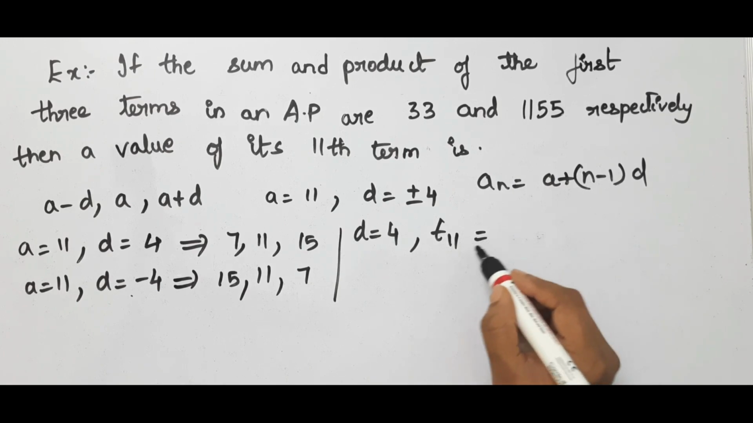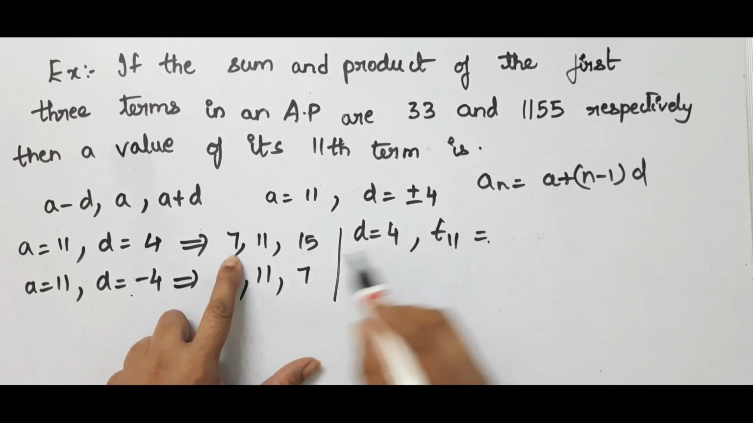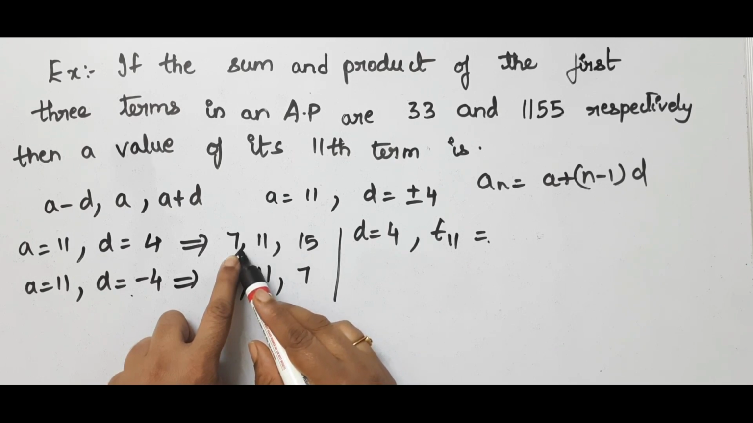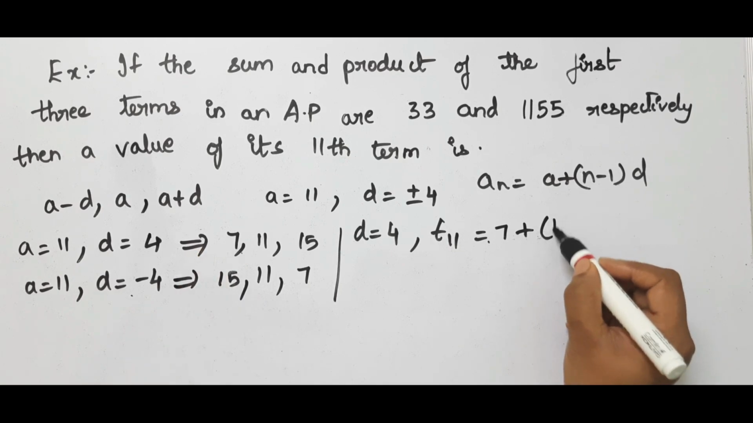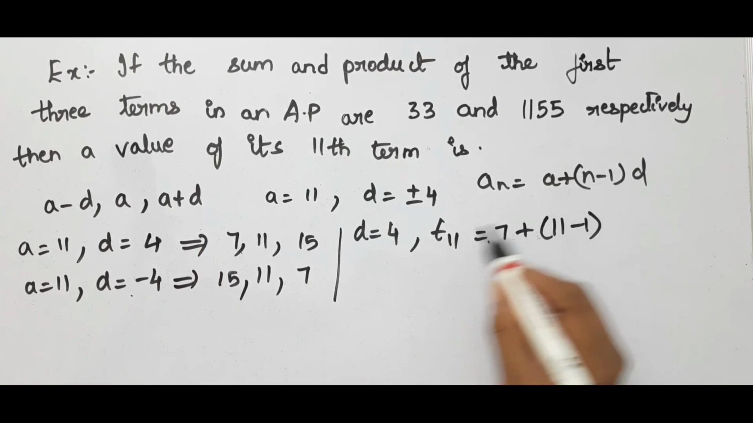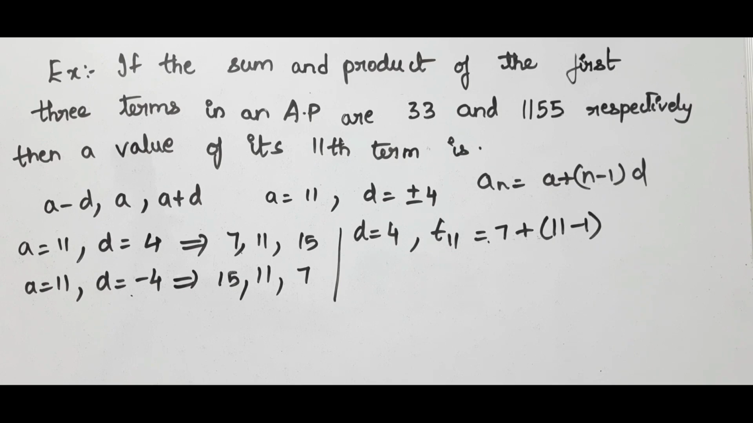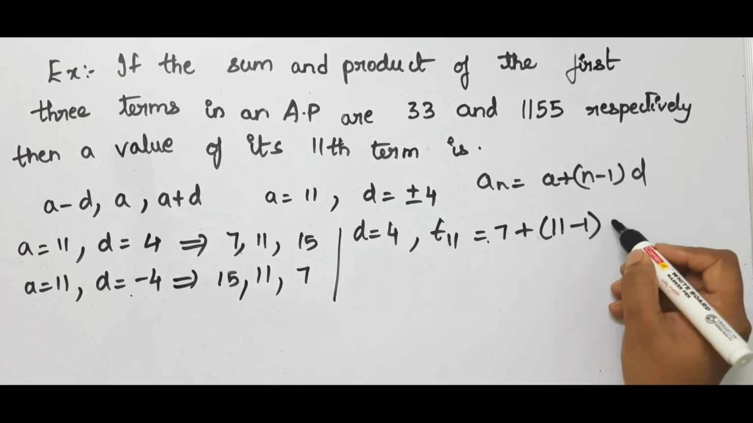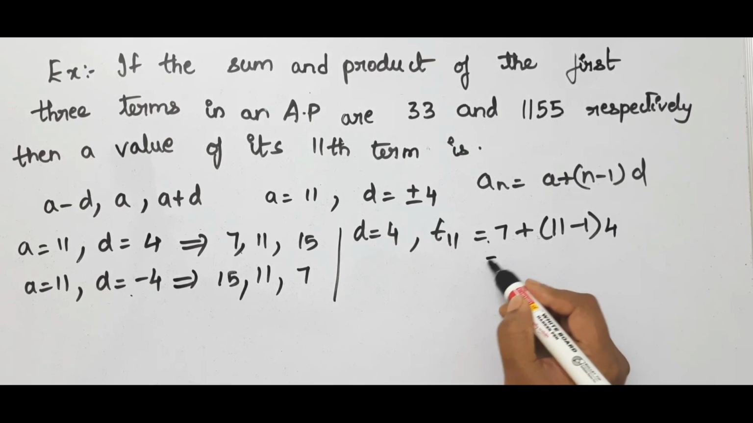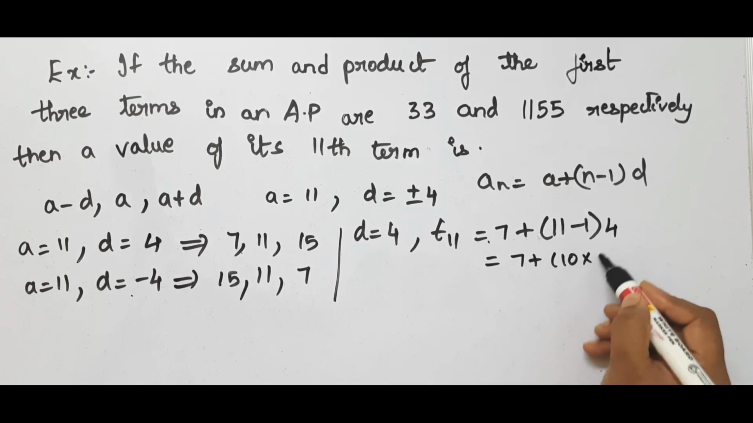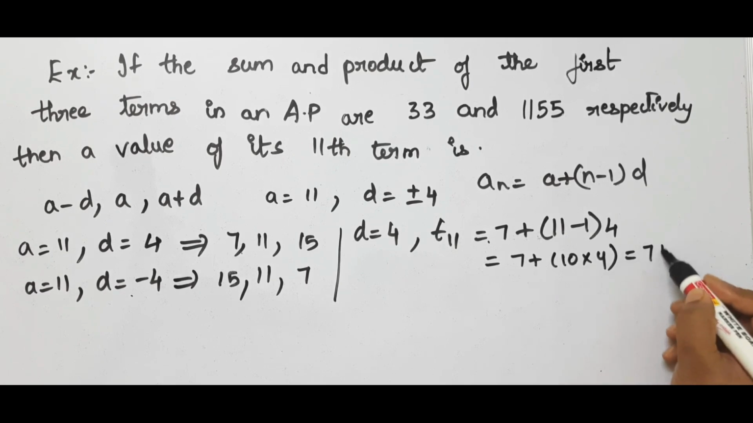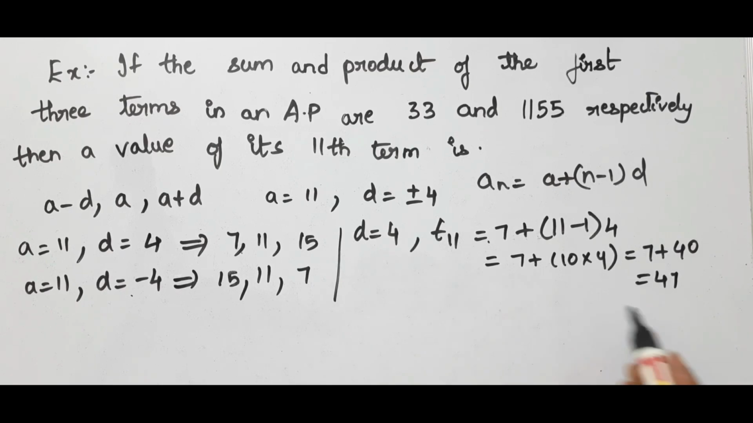So the 11th term will be, first term is nothing but, here the numbers are 7, 11, 15, so the first number here is 7. So 7 plus n value is 11 minus 1 into D. Common difference is 4. So this is equal to 7 plus 10 into 4, which is nothing but 7 plus 40 is equal to 47. So at D is equal to 4, T11 value is 47.